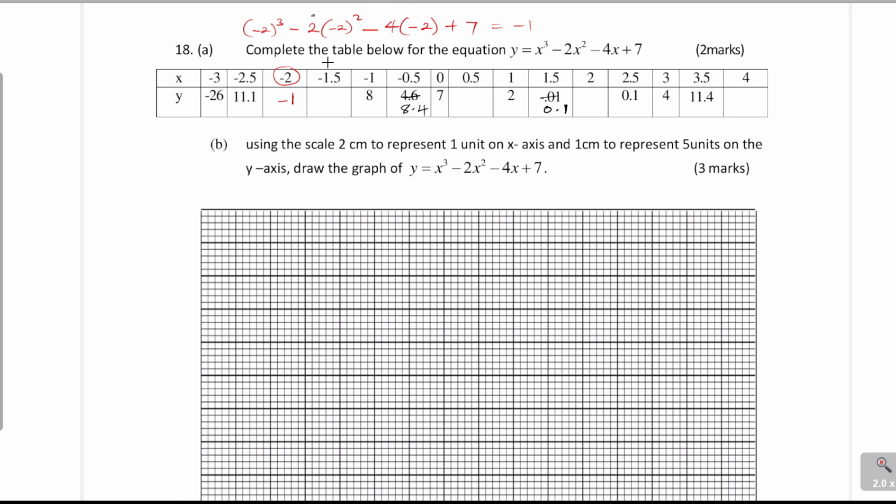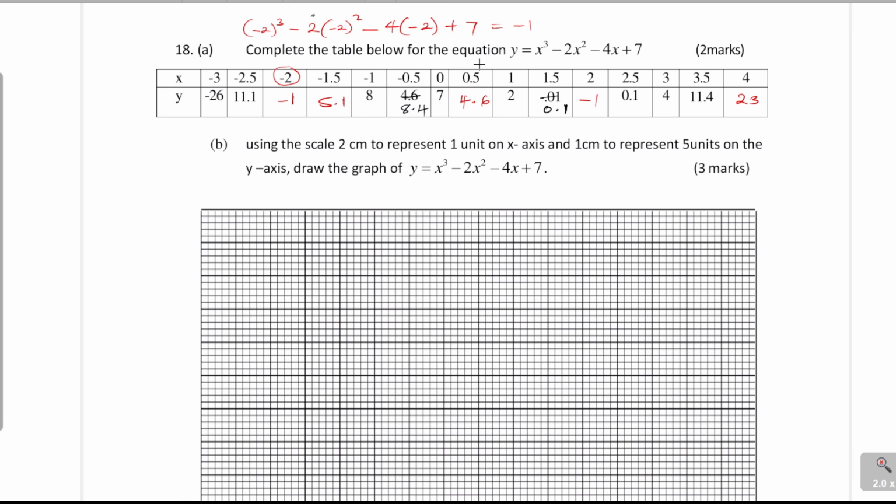When you use negative 1.5 as the value of x, you will get y to be 5.1. I'm rounding these values correct to one decimal place. This is 5.1. Then when x is 0.5, y will be 4.6. When x is 2, y will be negative 1. And then lastly, when x is 4, y will be 23.